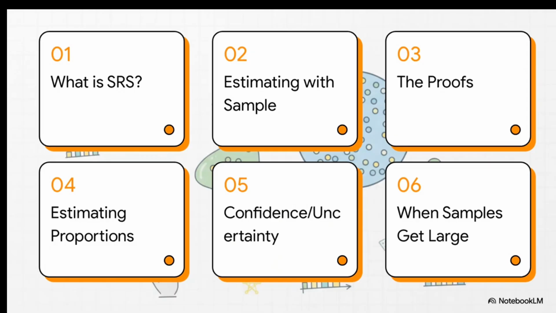All right, so here's our game plan for this explainer. We're going to start with the absolute basics. What is simple random sampling, really? Then we'll get into the good stuff, how we use a tiny piece of a population to make big, bold claims about the whole thing. We'll even pop the hood and look at the mathematical proofs that make all of this trustworthy. After that, we'll tackle a super common scenario with proportions, wade into the tricky waters of confidence and uncertainty, and finally, see what happens when our samples get nice and big.